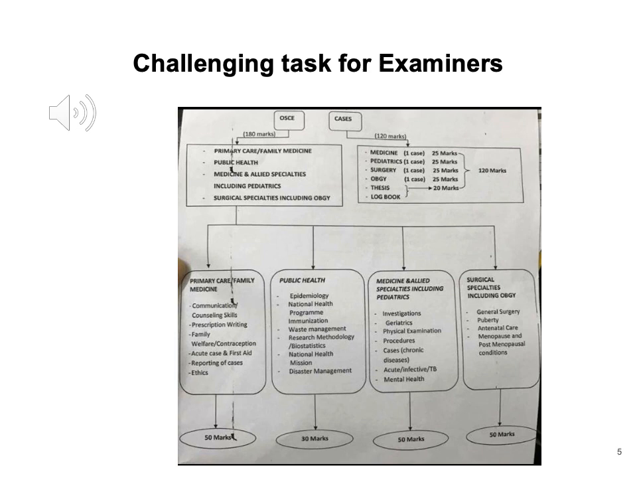I'm sure all of you would be curious to know what kinds of cases come in the OSCE exam. This is a grid which we have inherited. We got it through the grapevine, and basically OSCE covers primary care, family medicine, public health, medicine and allied specialties, pediatrics, surgery, obs-gynae, psychiatry, and all these specialties. And then there could be primary care, family medicine, communication skills, counseling skills, prescription writing, and you name it. It's a challenging task for the examiners to have everything in 25 cases, you can imagine.